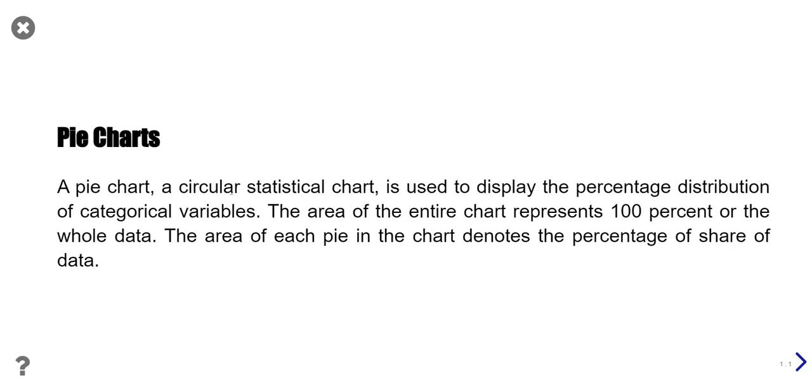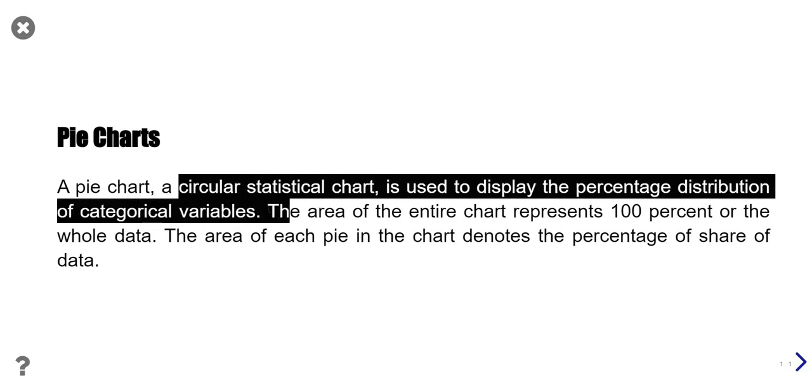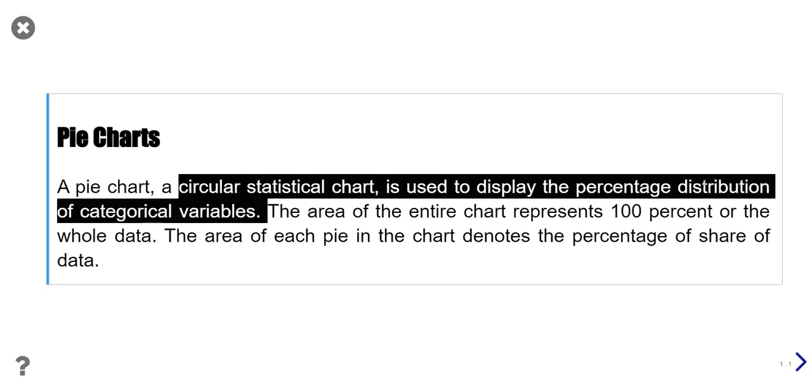A pie chart is a circular statistical chart, and it is used to display the percentage distribution. The overall value is 100%, and if you want to show the percentage distribution of a categorical variable, then you can do this. The variable should be categorical. It cannot be a continuous variable.